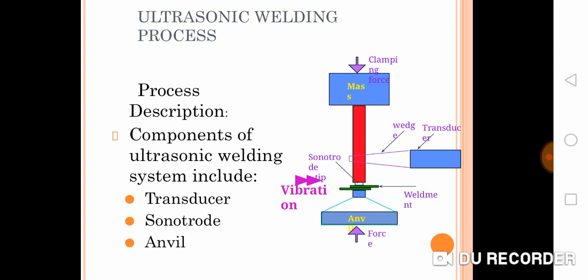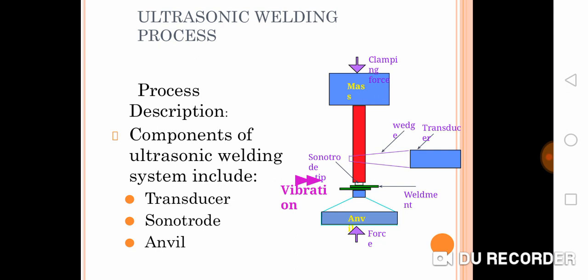In this schematic diagram you can see the process. The green color is the weldment, or the workpiece. It is held between two clamping components. The anvil is supporting from the bottom side, and from the top side you can see some arrangements. Basically the components are the transducer, sonotrode and anvil.